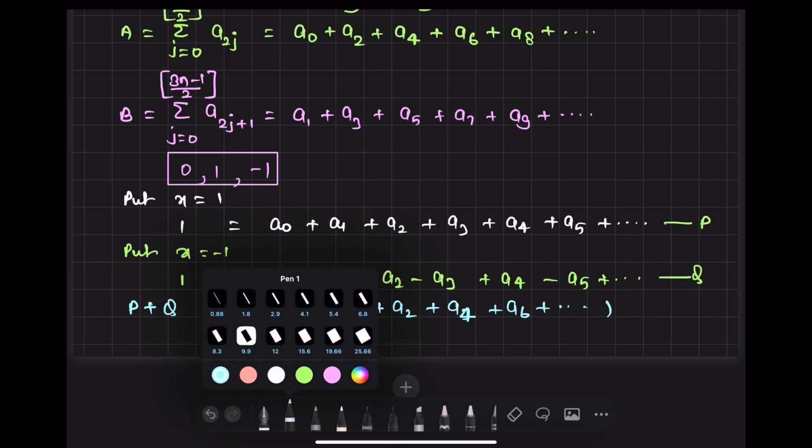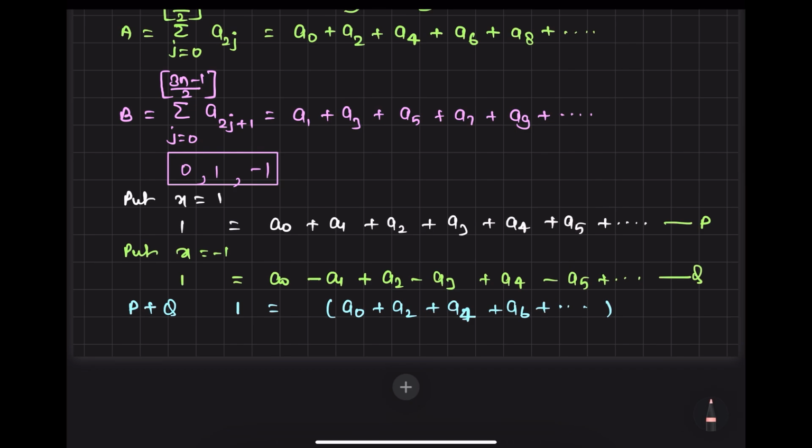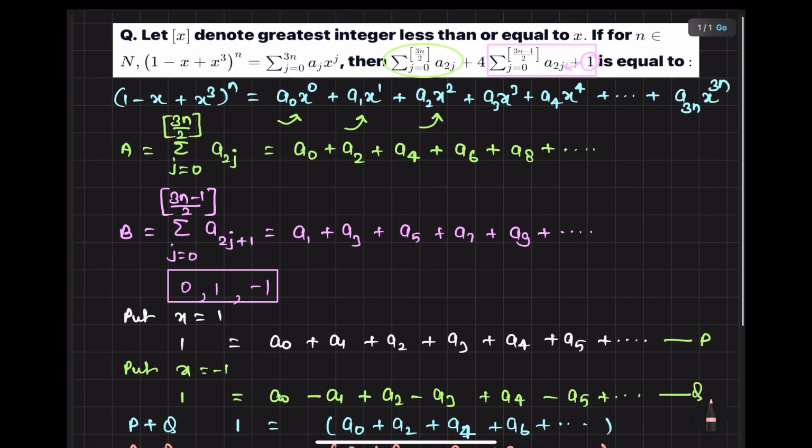Now for the odd lower subscripts I'll subtract. So I'll do P minus Q. So 1 minus 1 is 0, and on the RHS we will have a0 minus a0, so a0 is gone. You will have a1 minus minus a1, so it will become plus. So it is 2 times a1, a3, a5, a7, plus dot dot dot. Correct? So we can divide both sides by 2, and we will have the sum of odd lower subscripts as 0. Now we are good to go with the answer.